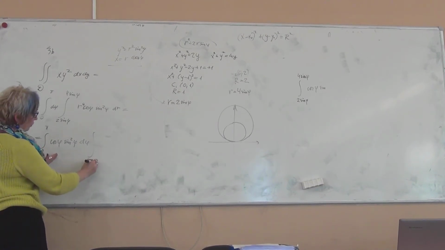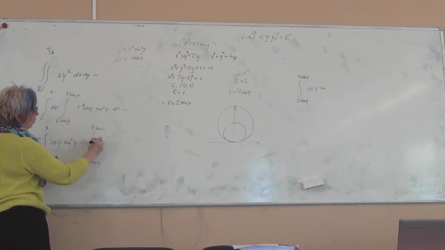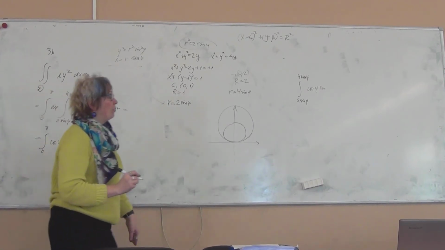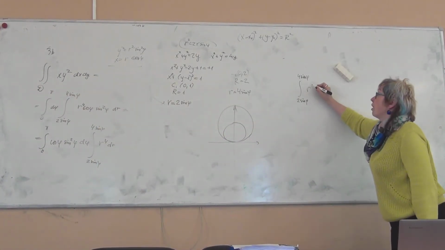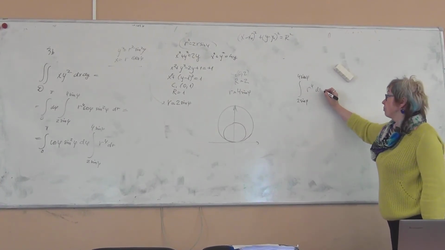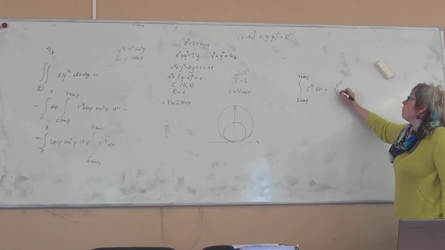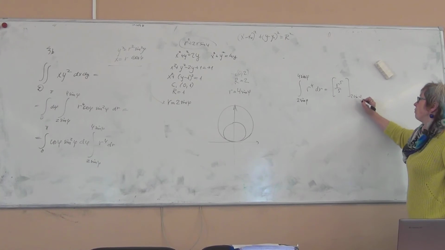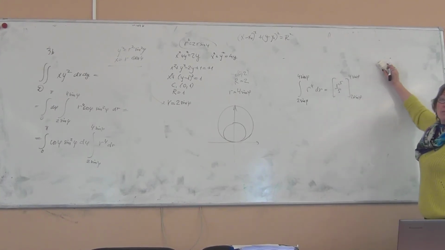And what remains is only r to the 4th. So this makes it easier to integrate. Now I'm only integrating r to the 4th, which is of course r to the 5th over 5 from 2 sine phi to 4 sine phi.